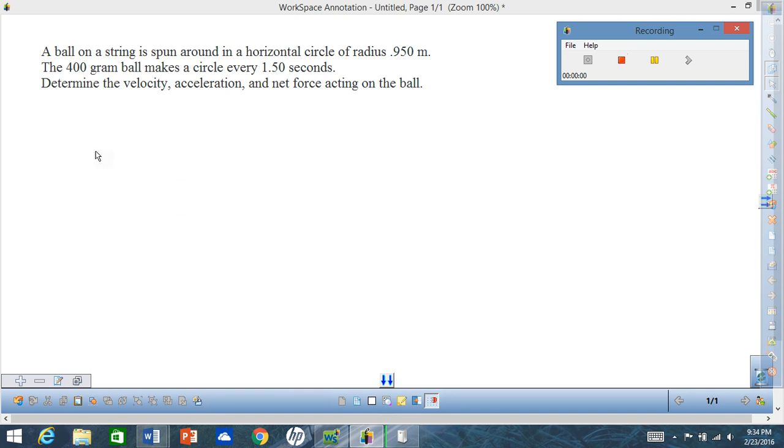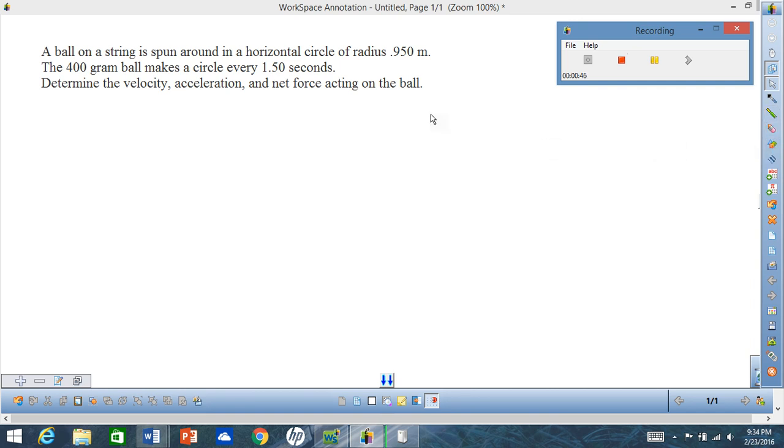Remember that if it's moving in a circle, it's actually accelerating toward the center of that circle, because at any point in time the object's velocity is tangent to the circle, and so its acceleration is going to be toward the center in order to keep it going around in a circle.